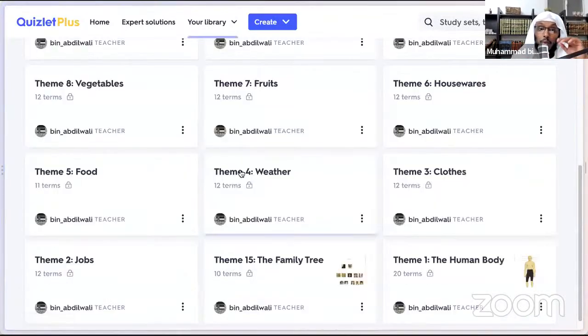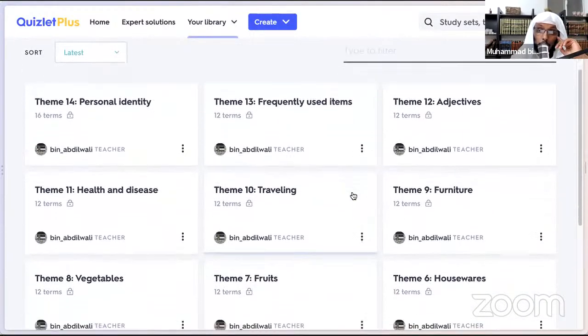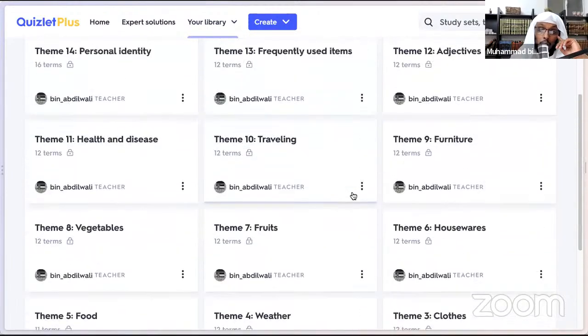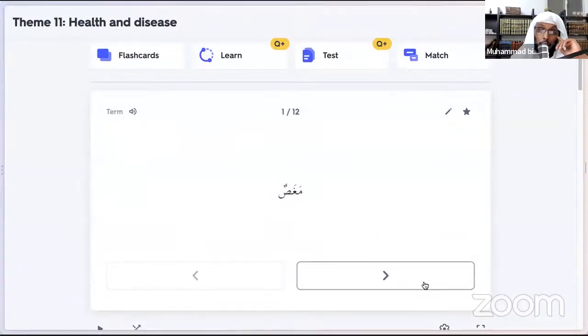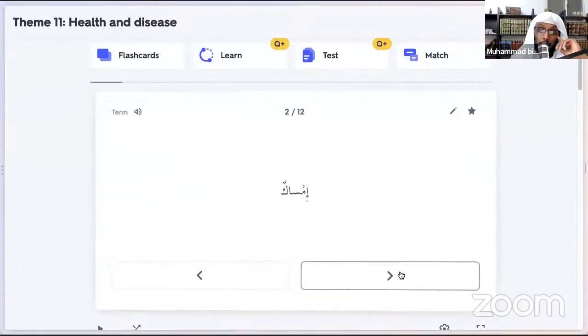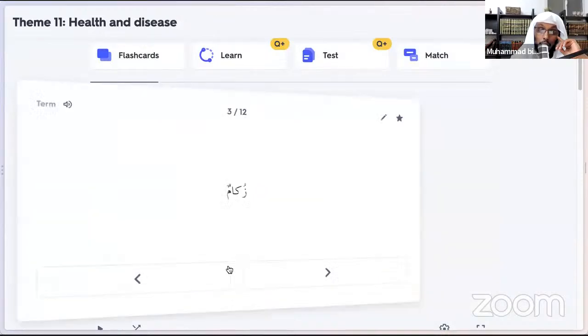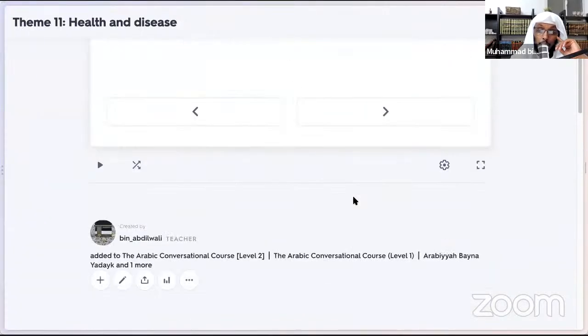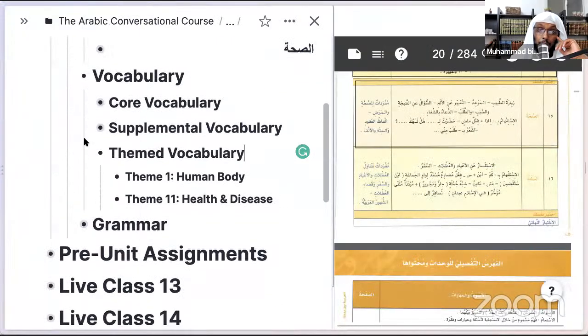So these are themed vocabulary. These are basically extra vocabulary that are related to this particular topic. That's why every single time when we do a unit, I tell you which themes are related to what we're doing this week as well. Okay? So we said theme 1 and theme 11, health and disease. So here you have different types of diseases like maghas, stomach ache, imsak, constipation, zukam, cold, jarrah, surgeon, so on and so forth. Okay? Right. So I advise you to check those out.